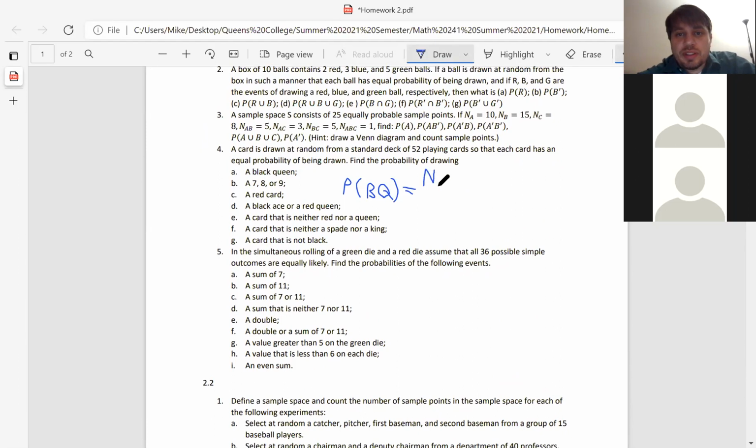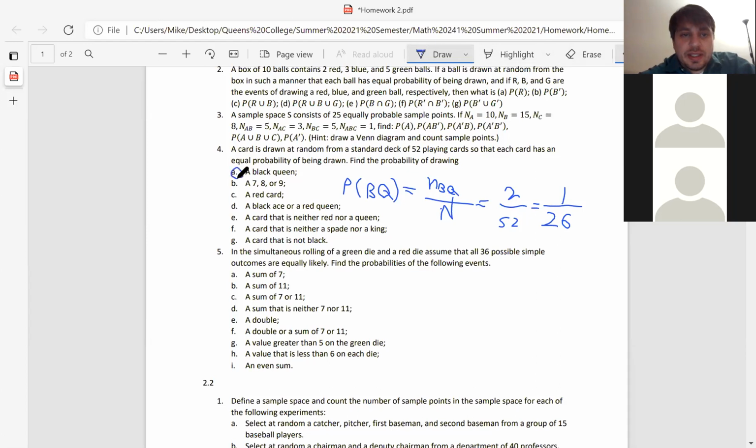That's equal to the number of black queens divided by the total number of elements in the set. I usually use a lowercase n here and a capital N here. The number of black queens: there are 4 queens, but only 2 of them are black, out of the total 52 in the deck. So 2 over 52, or 1 over 26, is the probability of a black queen.